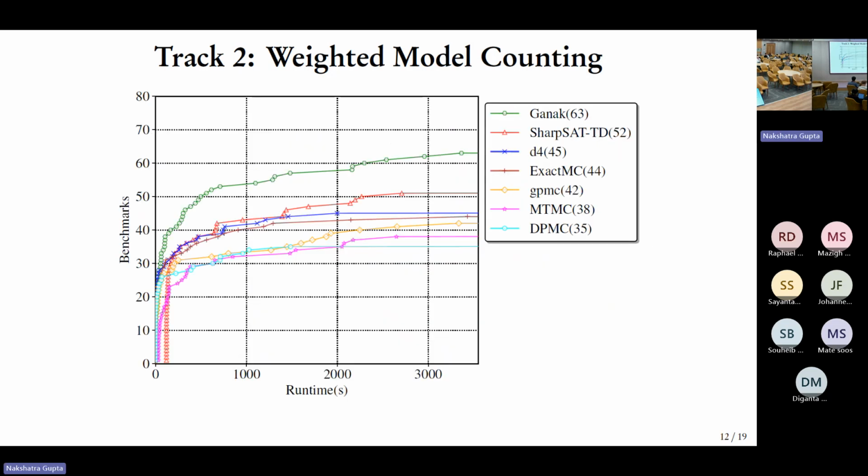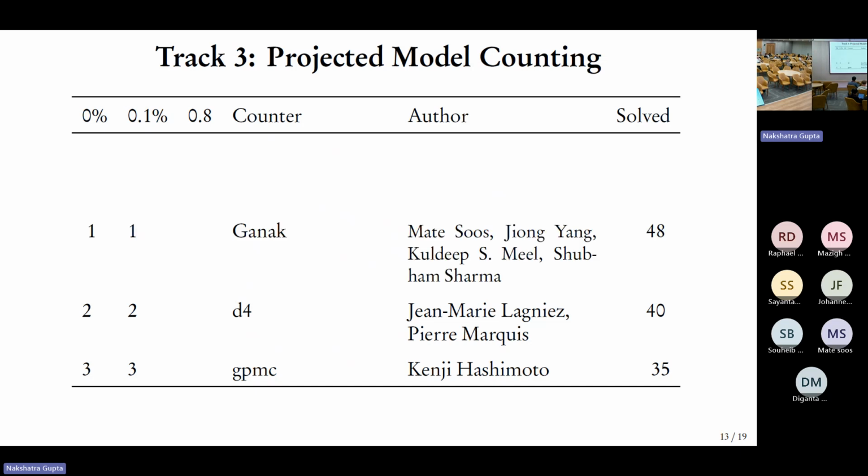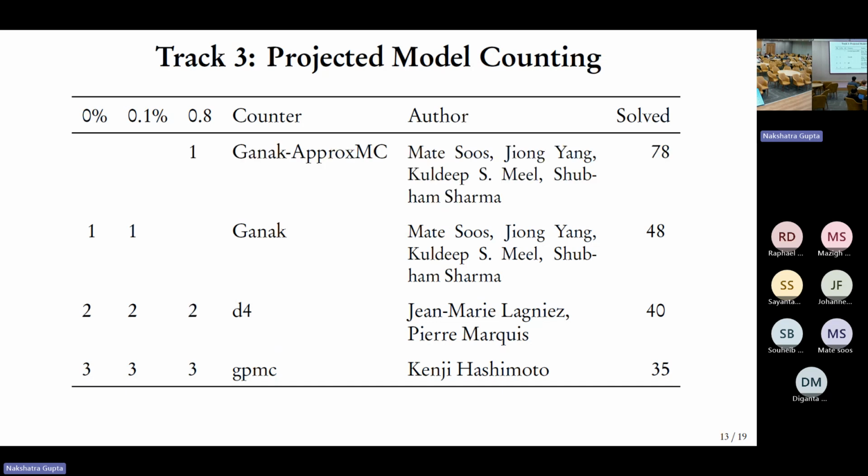Here we have the CDF for the weighted model counting instances, and as you can see, there is a significant gap between the different solvers. Now for track 3, we have GPMC by Kenji Hashimoto, and that solved 35 instances. For the second place, we got D4, which solved 40 instances. For the first place, we have Ganak, which solved 48 instances. These are all for rank A and rank B, that is, exact and 0.1% error. And for the 0.8 error bound, we have Ganak plus ApproxMC that solved 78 instances.